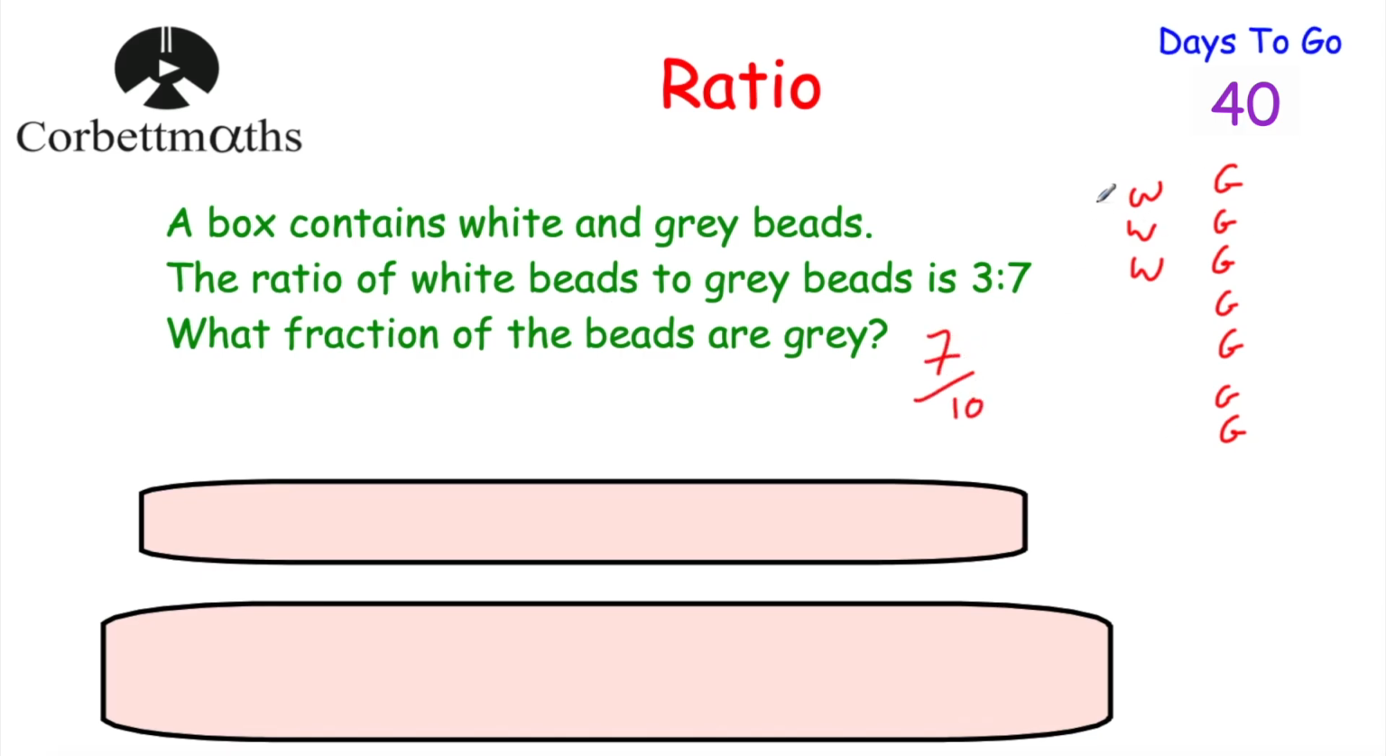And that's it. Now, if for instance you said, well, there's 6 white and 14 grey, and you had another 3 white and another 7 grey, then that would give you 14 out of 20, and then that would cancel down to be 7 tenths.